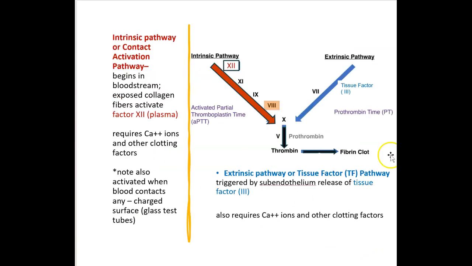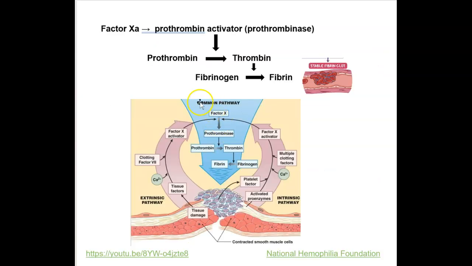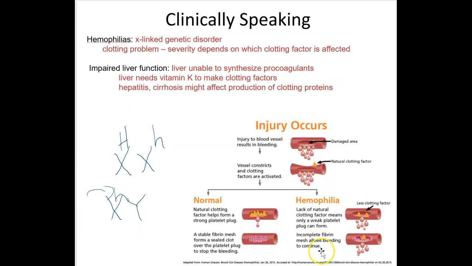You know, if you come up here, if you're missing something maybe in the intrinsic pathway, it won't be so bad because the extrinsic can take over. If you have a problem with factor 10, that's a big problem, right? Because then you can't start the common pathway. So it just depends on which one. You'll have slower bleeding times.